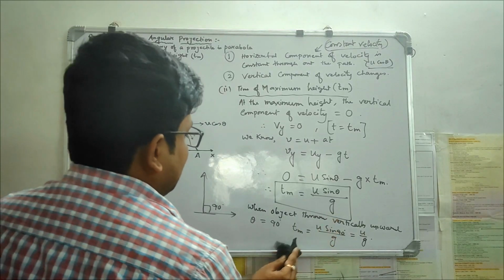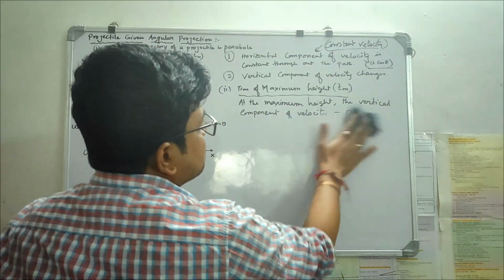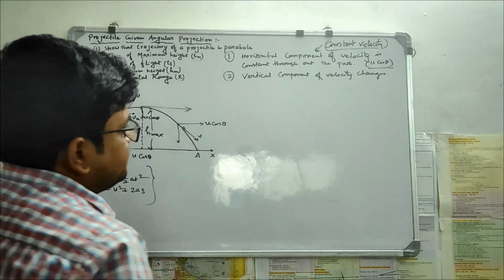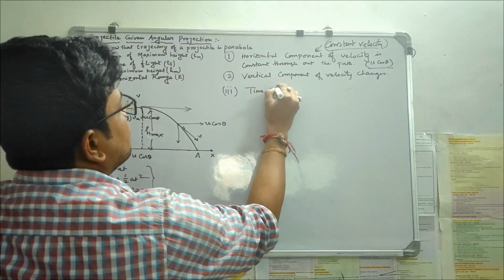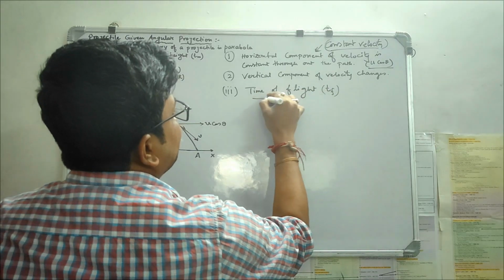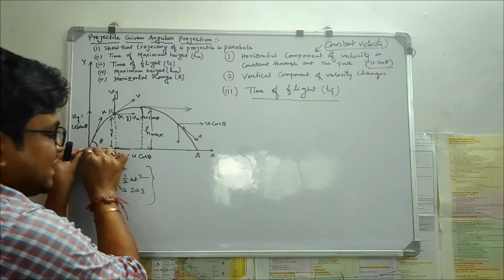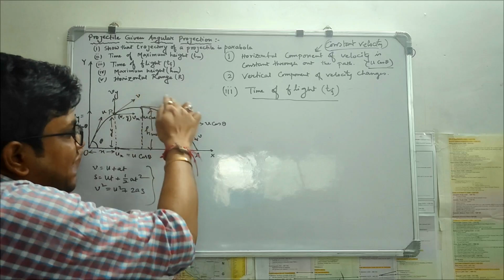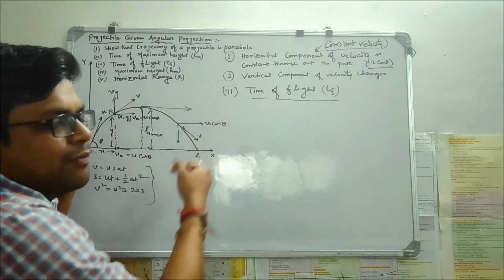Third one, time of flight. Okay, next one is time of flight. Now the third one, time of flight. What is the meaning of time of flight, TF? Time of flight ka matlab kya hai? How much time it will take an object to reach from O to A through this journey? Matlab total time it takes to reach from O to A. How much total time it will take? That is called time of flight.